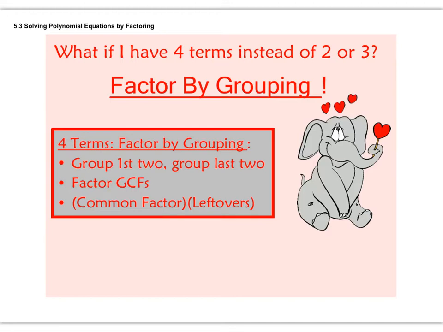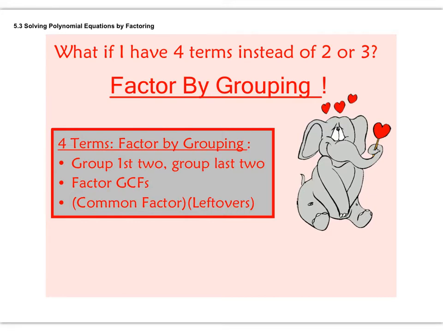This is when we have 4 terms. What we're going to do is group the first 2 together in parentheses, and group the last 2 together in parentheses. You will factor out a GCF from both groups that you created. Then you should have a common factor. You will factor that out, and whatever's left over will be the second set.